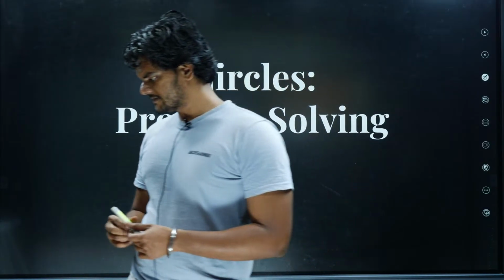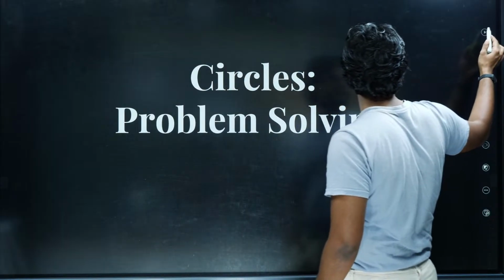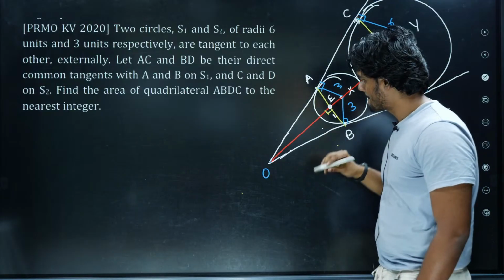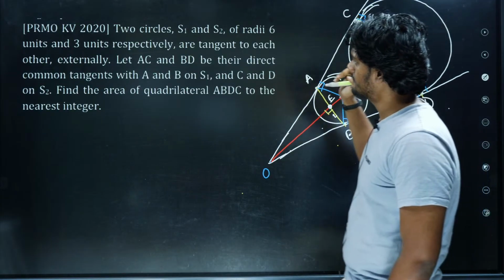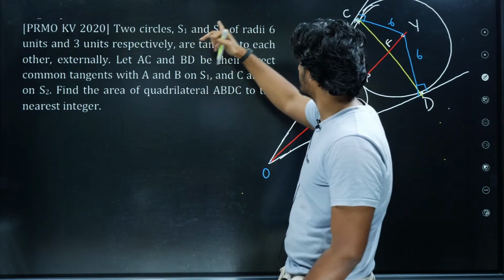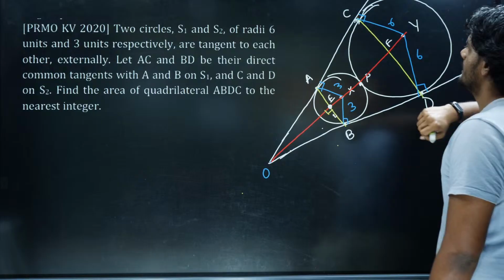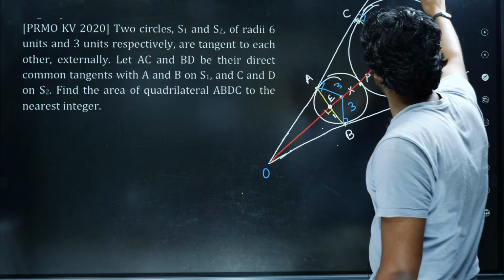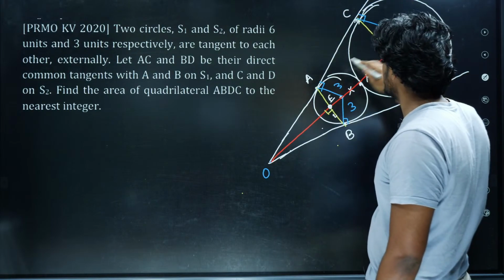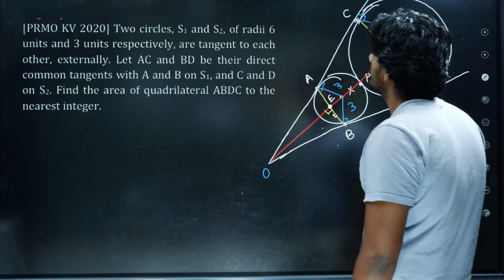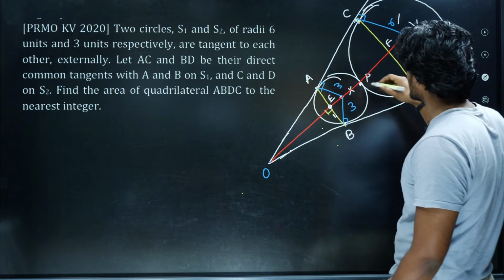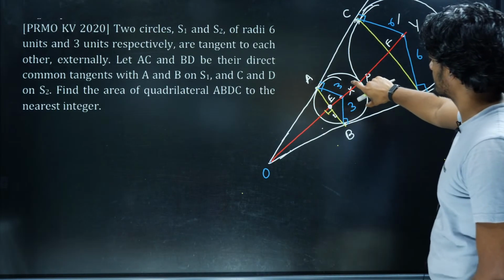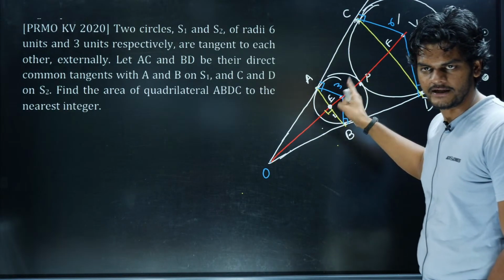Okay. So we'll start. Have a look at the first question. This is the diagram which I drew yesterday actually. So you may refer to the diagram, but first read the question. We have two circles S1 and S2. This is S1, that is S2, of radii 6 and 3. So S1 has radius 6 and this has radius 3. They are tangent to each other externally. Let's say P is the point of tangency. They are externally touching each other at point P.